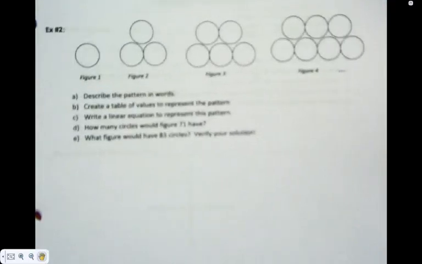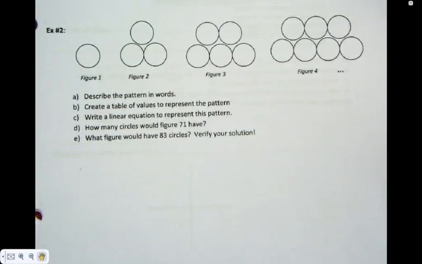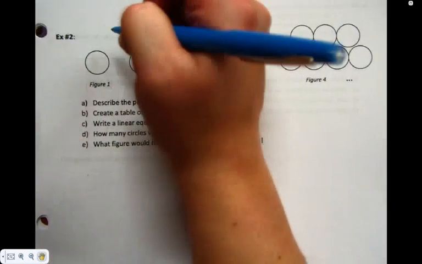Let's look at circles. Same questions. Describe the pattern in words, create a table of values, create the equation, and then it's going to ask us to do some calculations. Do we really care that it's circles, blocks, triangles? No, it's irrelevant. All we want to know is what are we adding from the first one to get the next one. So I start just by counting.